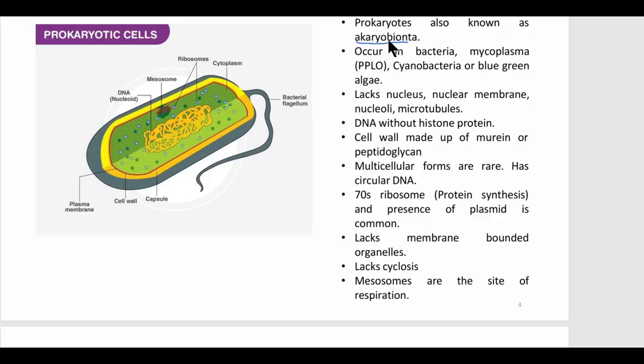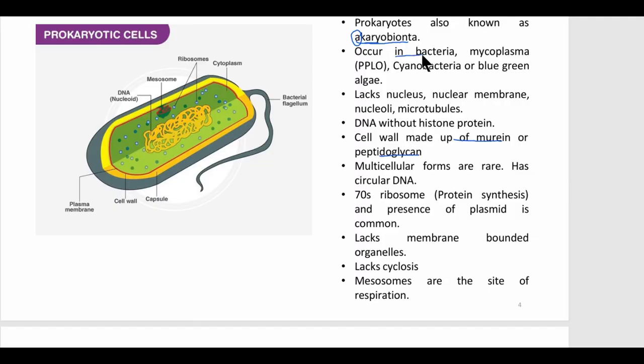eukaryobiota, that is, without nucleus. Pro means before, karyo means nucleus, so they are without the true nucleus. They are the ones whose cell wall is made up of murein or peptidoglycan. Each of the points you are listening from me today is an important objective question on every line, so listen carefully. Cell wall is made up of murein or peptidoglycan.